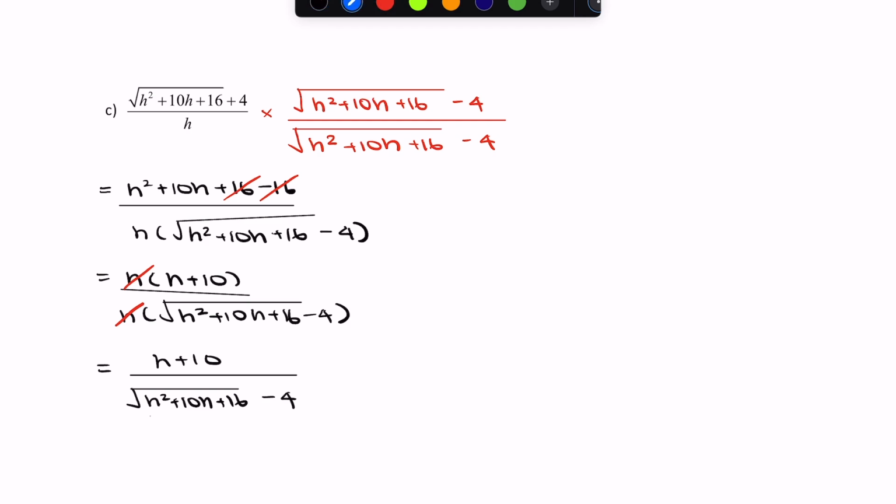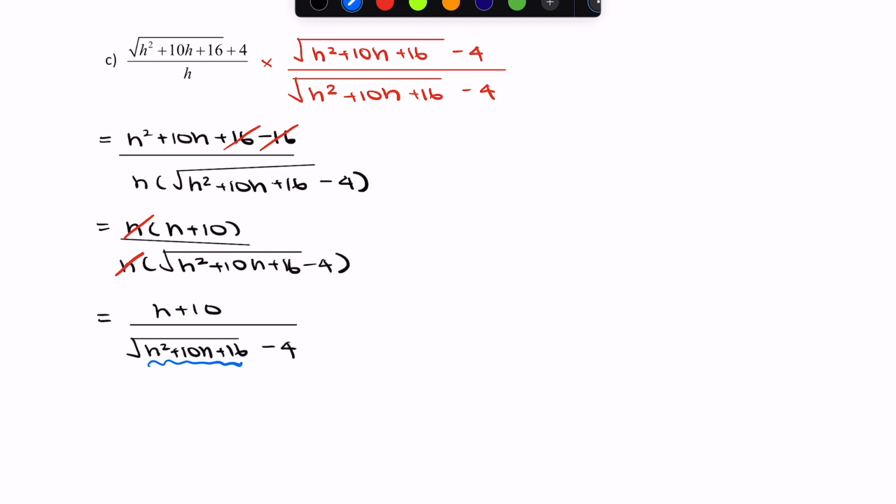You can choose to simplify what's inside the square root, which will be h plus 10 over square root h plus 10, or h plus 8, h plus 2 minus 4.